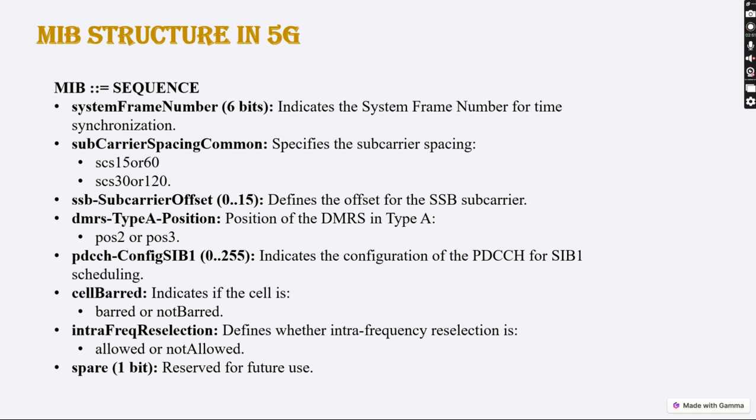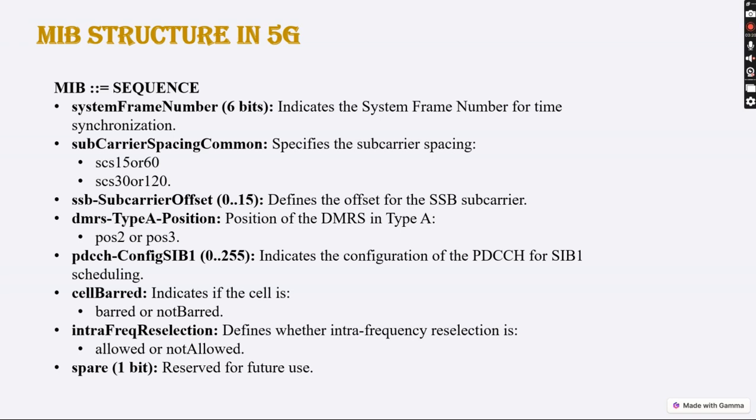This is the MIB structure in 5G. These are the parameters available in the master information block. First comes the system frame number. It indicates the system frame number for time synchronization. Usually it is a 10-bit counter, meaning 0 to 1023. The 0 indicates the first frame. It will help the UE to synchronize with the timing.